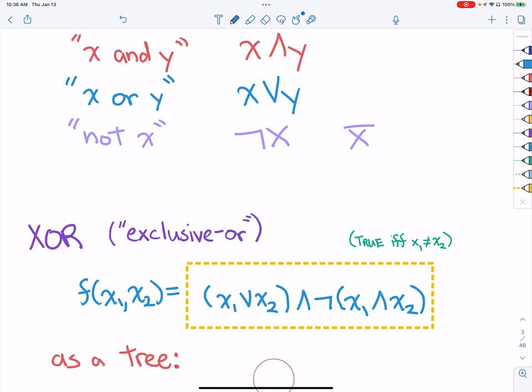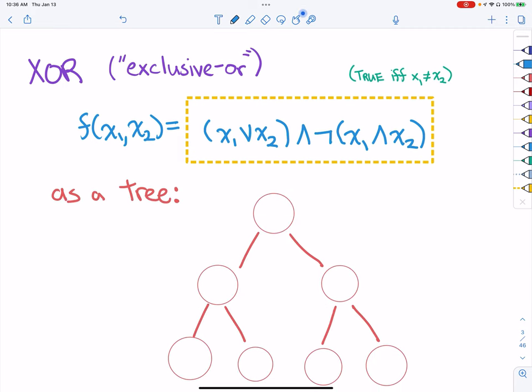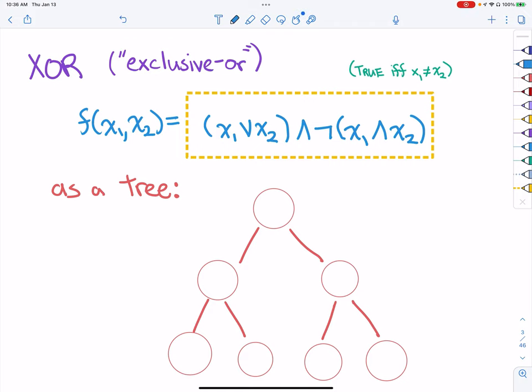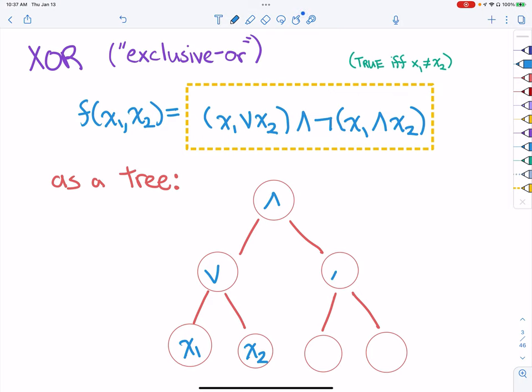Let me draw this out as a tree then. All Boolean formulas, we can also think of the nested parentheses as a hierarchical thing, so there's some corresponding tree representation. For this formula, what do we have? There's an AND here, and an OR of X1 and X2. And I guess we have an AND, and I'll just put a NOT here. Cheating a little bit.